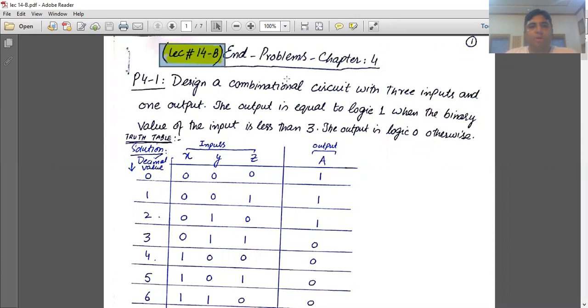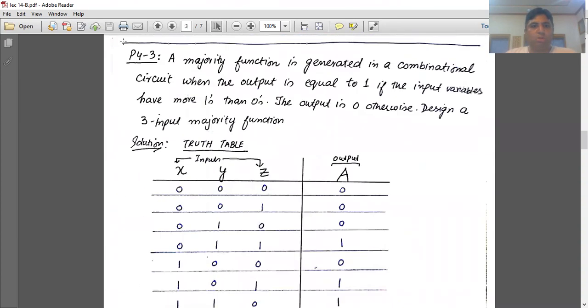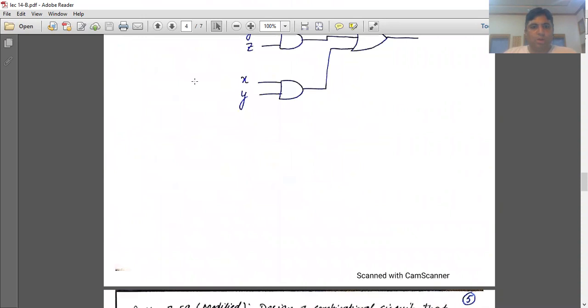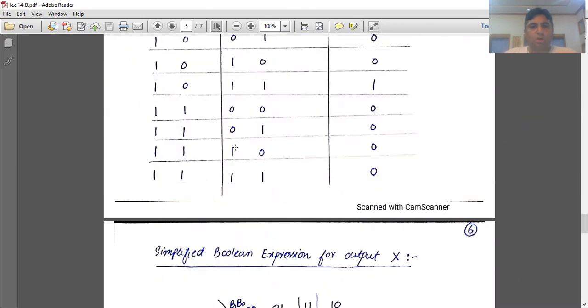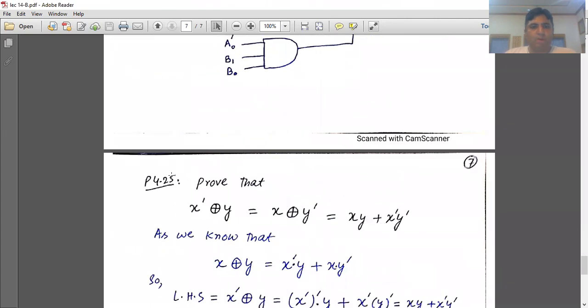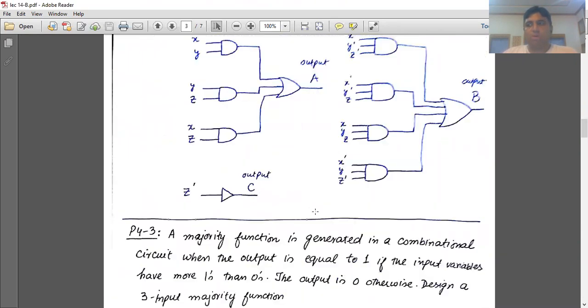Lecture 14B. This lecture has some end problems of chapter number 4, combinational circuit. It covers problem 4.1, problem 4.2, problem 4.3, and problem 3.59 of the 5th edition book, and problem 4.25 and problem 4.26 of the textbook. Okay, coming to the first page.